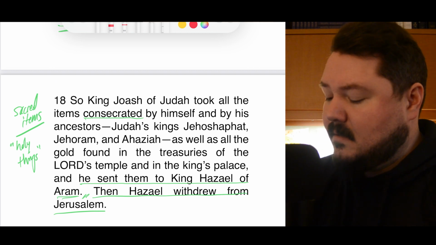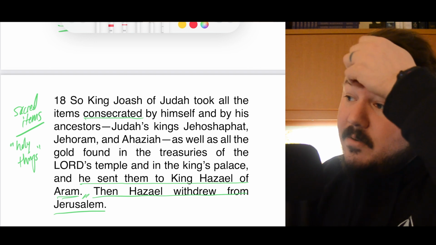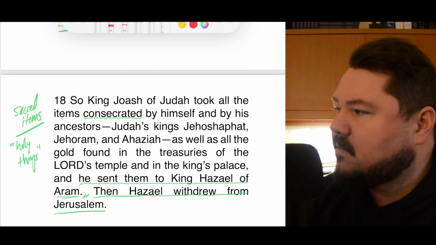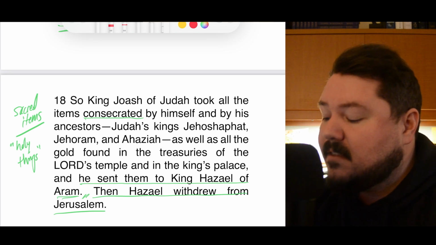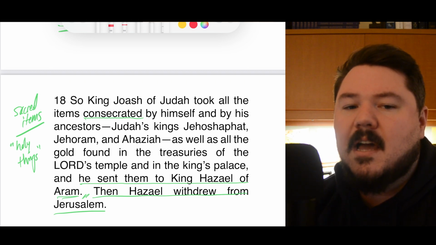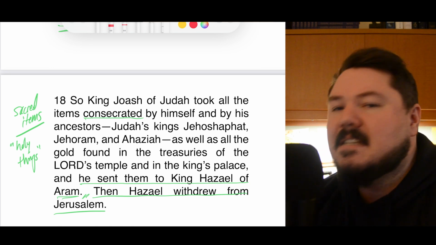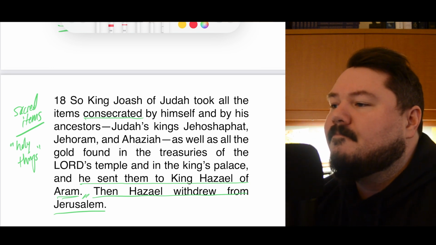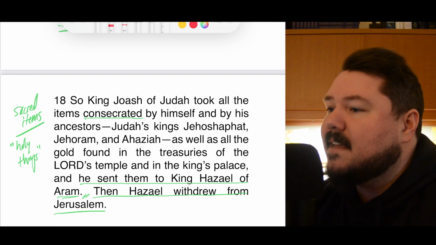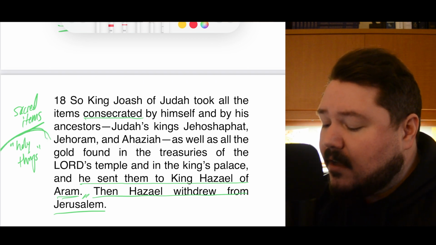Okay, so there's no explicit evaluation of Joash's payment of tribute here. The narrator isn't telling you whether this was good or bad. But I think there's a lot of things here that give the implication that this was not a good thing that Joash did. He's basically bribing a foreign king, and that's never a good thing. He's apparently fearful of Hazael, and he's bribing him with the holy things of the temple, right?